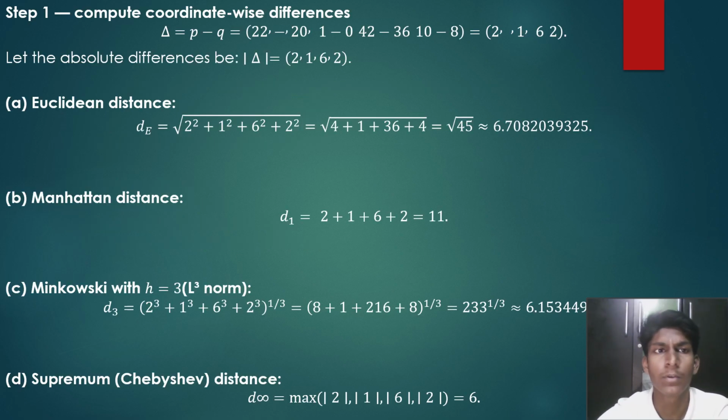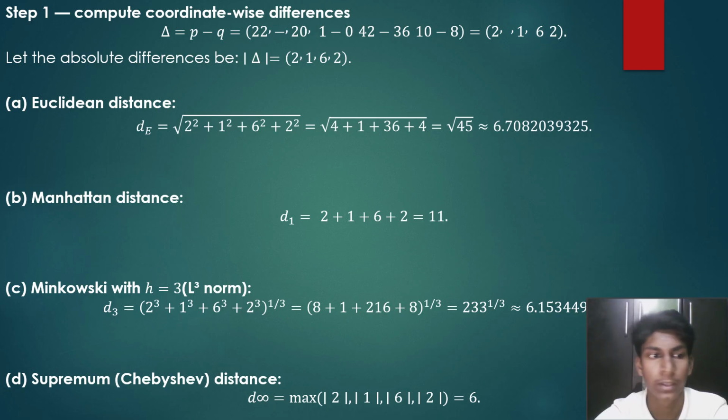Step 1, we have to compute coordinate-wise differences, that is delta, P minus Q. So here we have calculated the coordinate-wise distance. On to the Euclidean distance, that is dE equals the square root of 2 squared plus 1 squared plus 6 squared plus 2 squared, which gives an approximate value of 6.082039325.